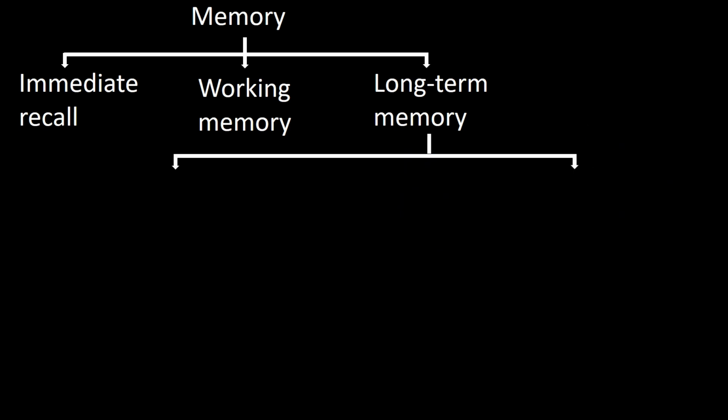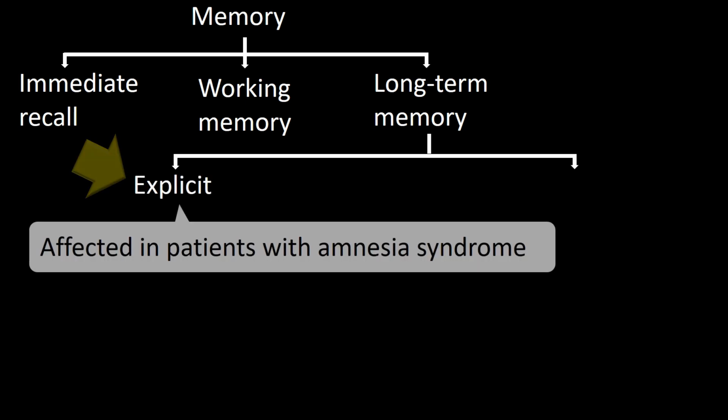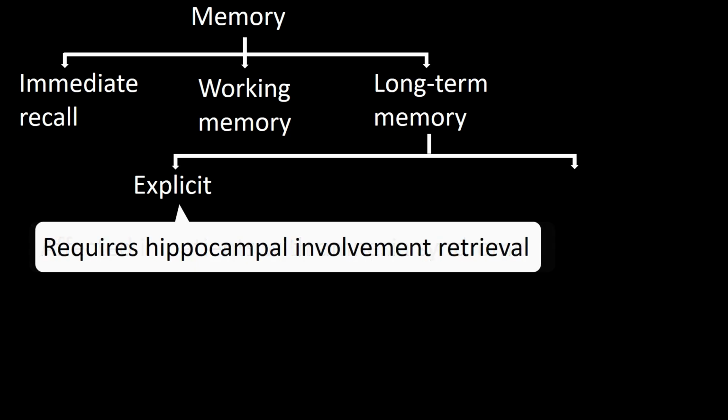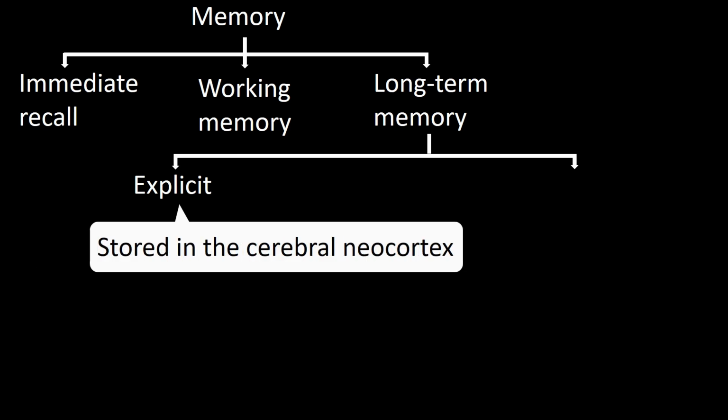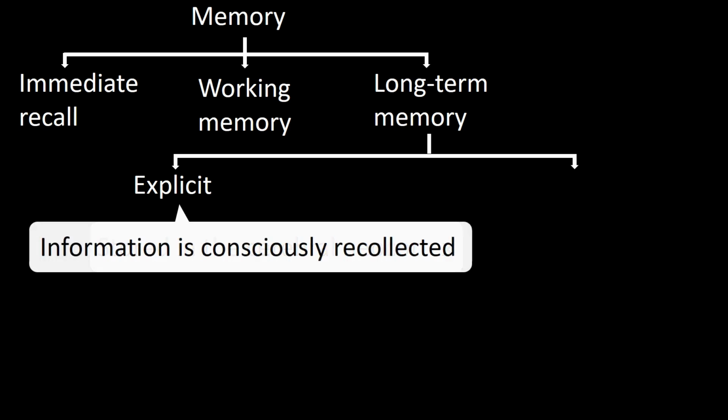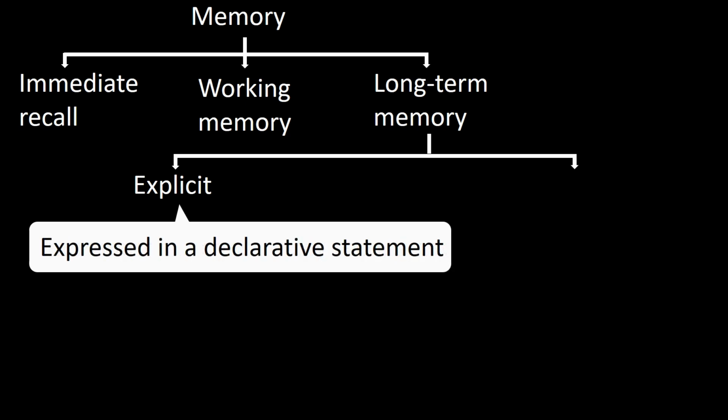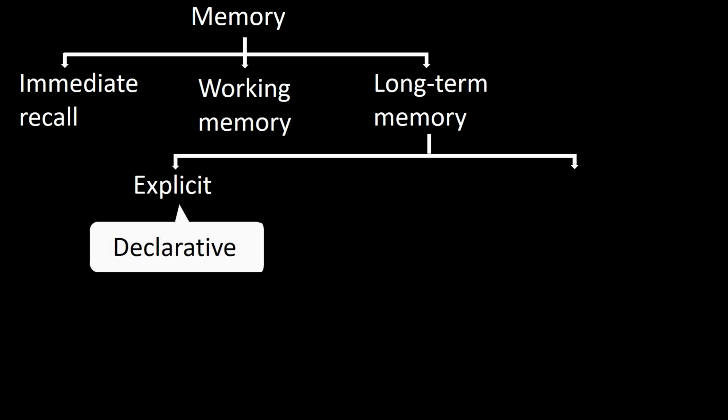Using this criteria, memory can be classified as explicit memory, which is always affected to some degree in patients with amnesia syndrome. Explicit memory requires hippocampal involvement for encoding, and it is stored in the cerebral cortex. Explicit memory is consciously recalled and can be expressed in a declarative statement. Hence, it is also called declarative memory.